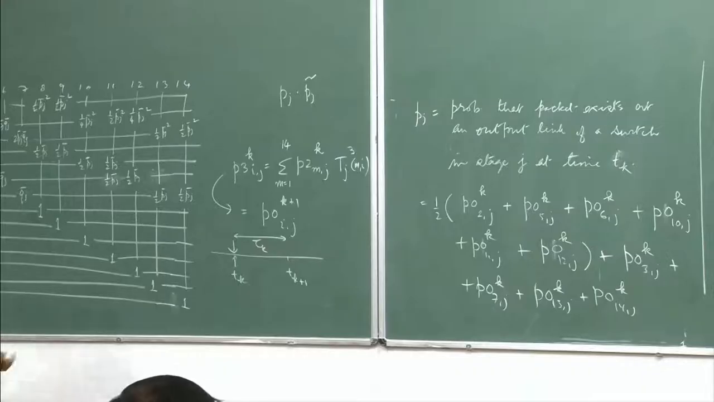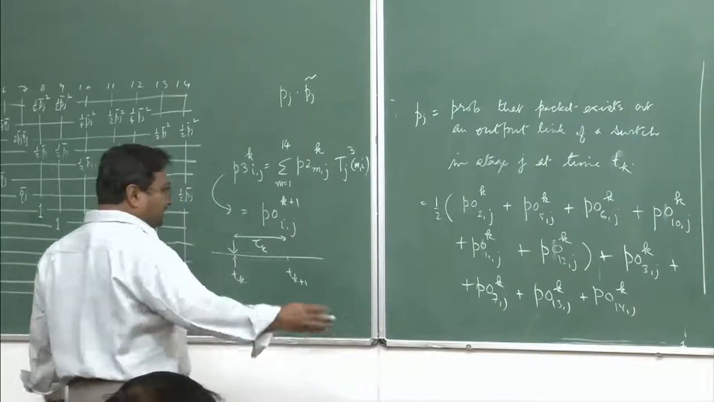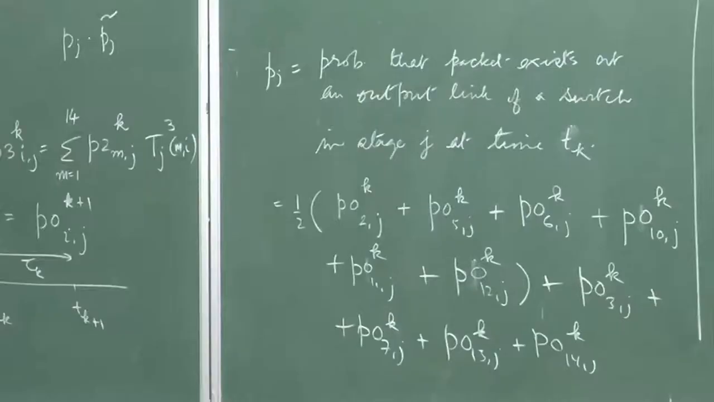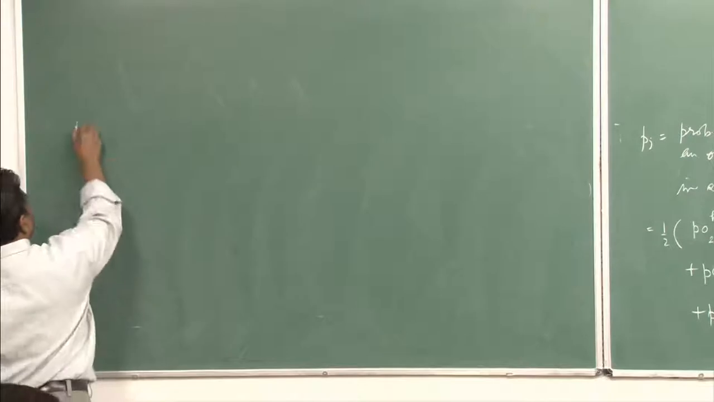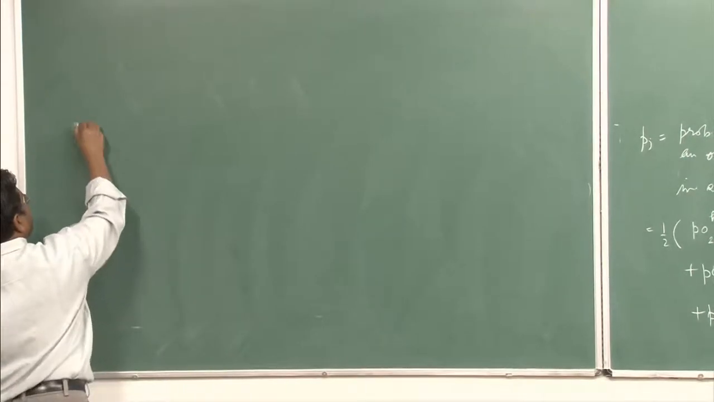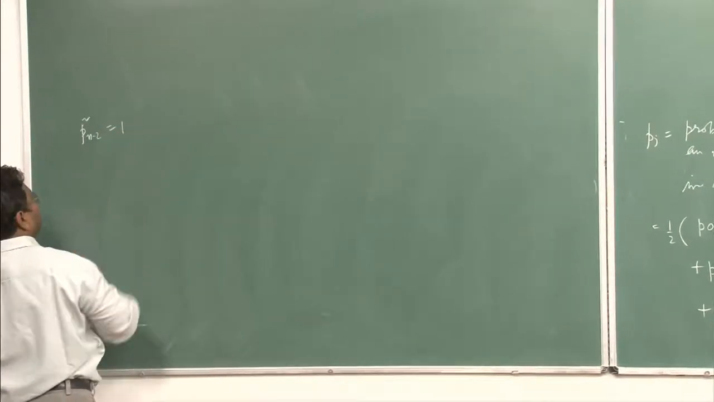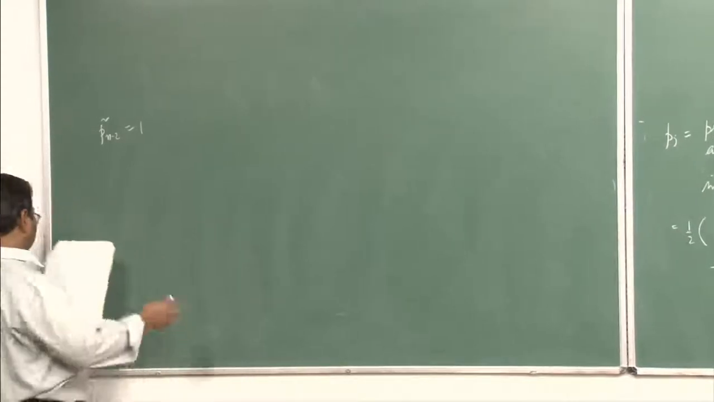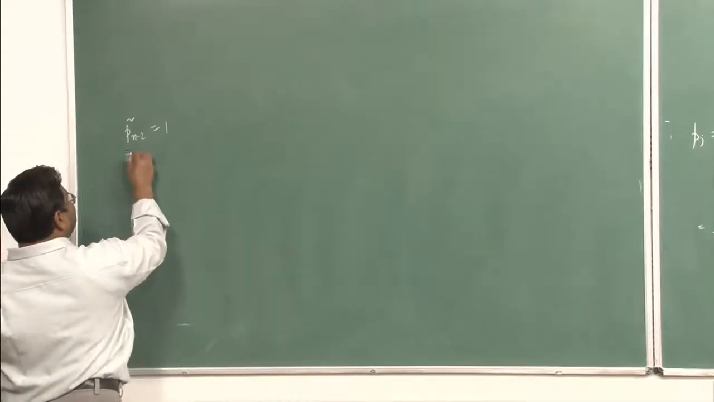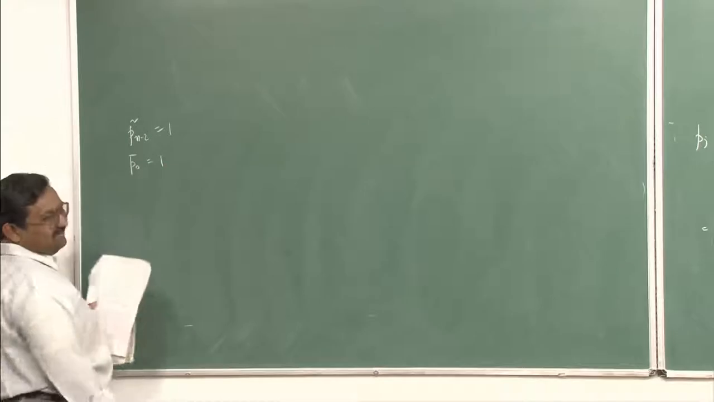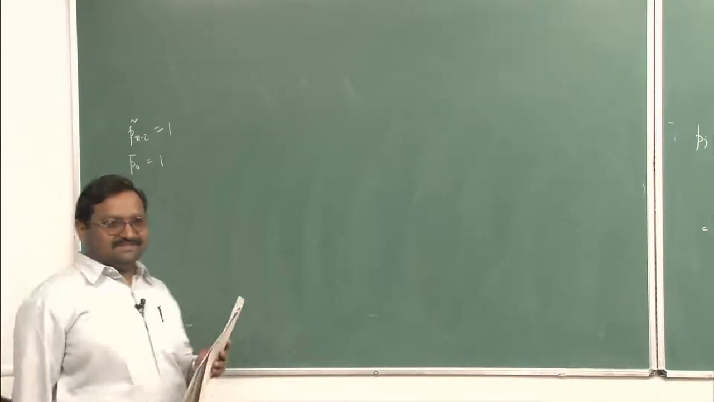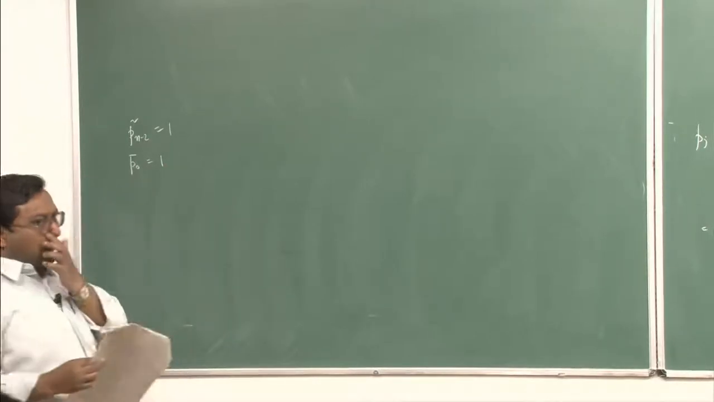So let us come to the procedure. I have told it verbally, but let me write it down step by step how it happens. So what we have as the boundary condition is 1 or 1.0, whichever way, P0 bar is going to be 1. These are two boundary conditions which will be used.